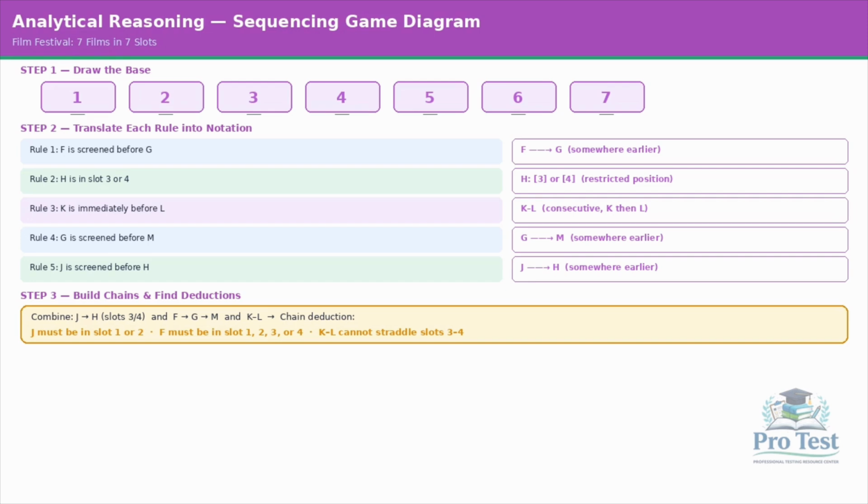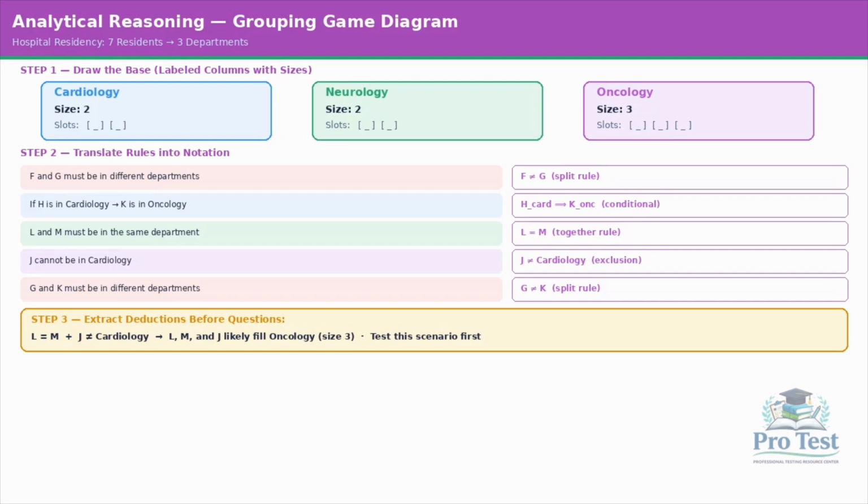Step 4. Identify floaters, entities with no rules, and note that they can go almost anywhere, which makes them useful for filling in remaining slots. Before touching the questions, ask yourself, what is the most restricted entity? Where can it go? That usually gives you your first deduction. For grouping games, follow these 4 steps.